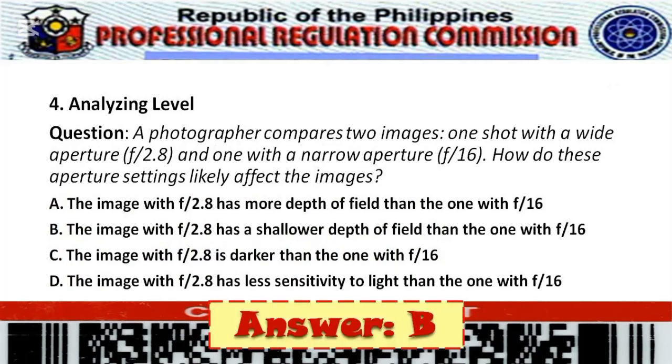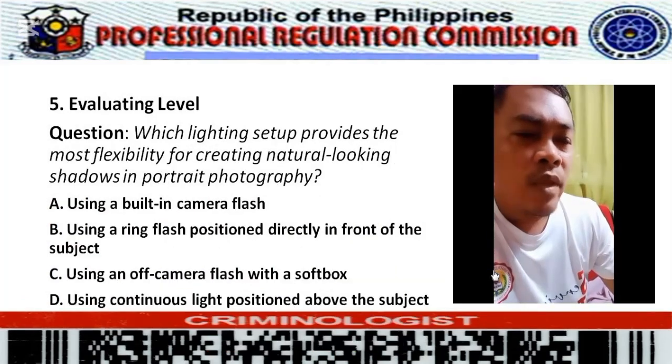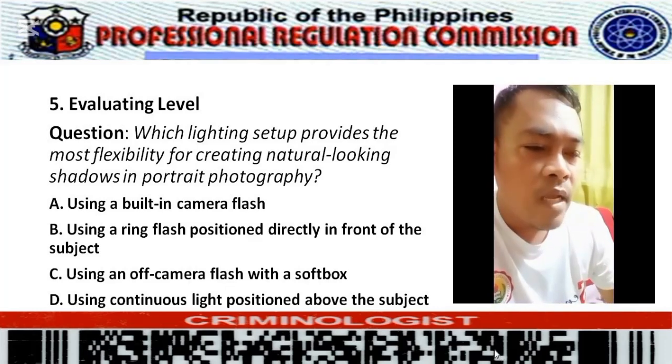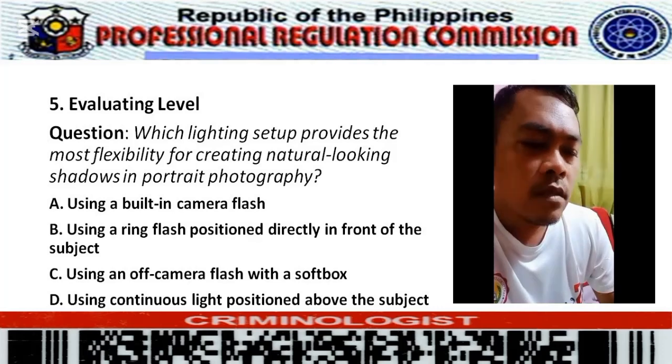For number 5, evaluating level. Question: Which lighting setup provides the most flexibility for creating natural-looking shadows in portrait photography? Option A. Using a built-in camera flash. B. Using a ring flash positioned directly in front of the subject. C. Using an off-camera flash with a softbox. D. Using continuous light positioned above the subject. What do you think is the correct answer?